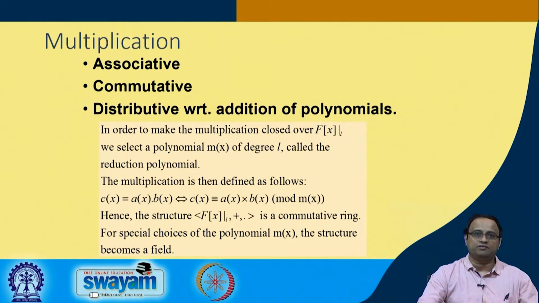That means if I can define an element which, when I multiply with it, gives me the identity element with respect to multiplication, then I call that a field. So, therefore, this structure becomes a field. Now, a ring will become a field for certain choices of the polynomial with which I do this modular operation. And with that restriction on the polynomial, the structure qualifies as a finite field.